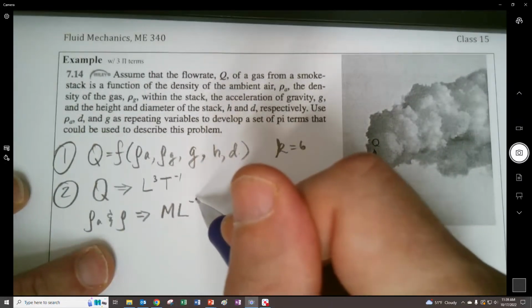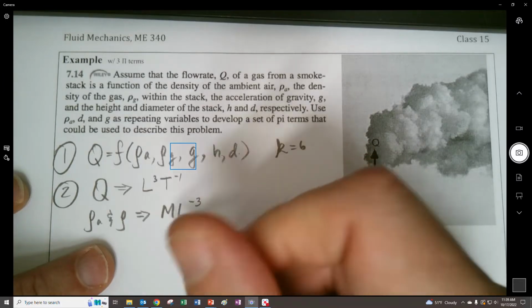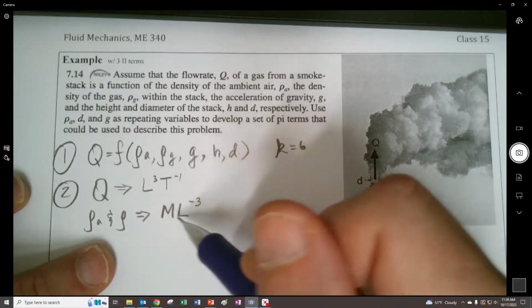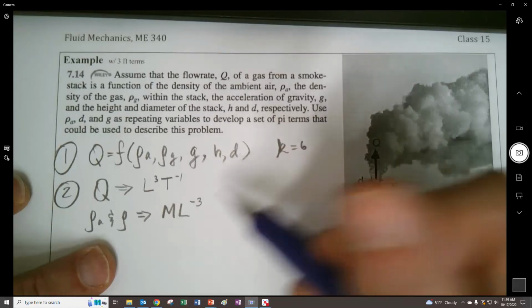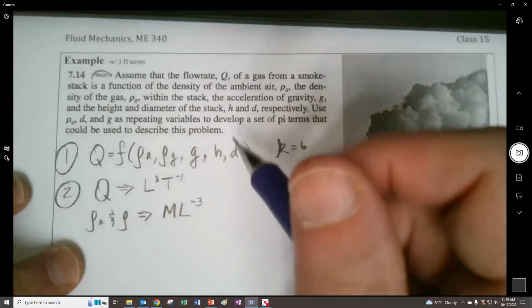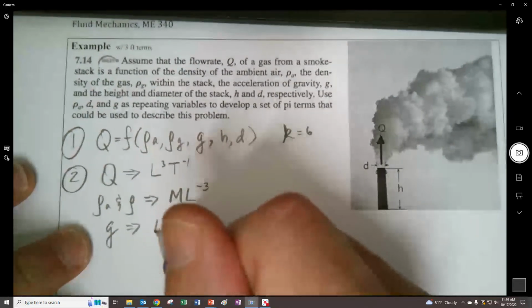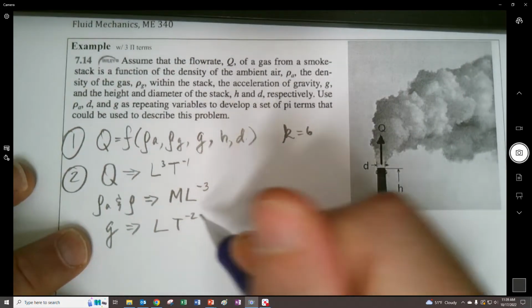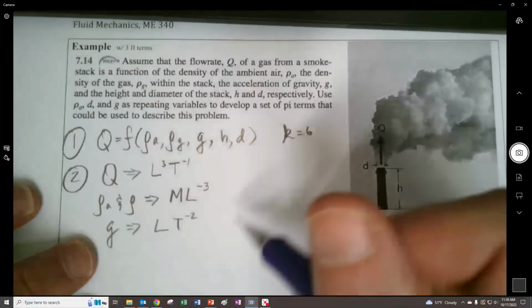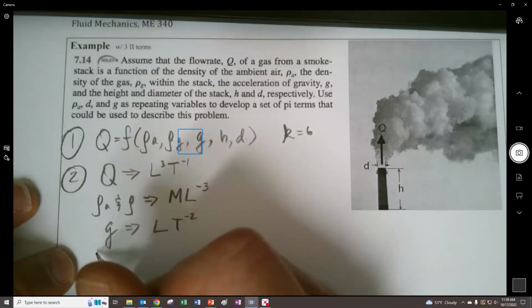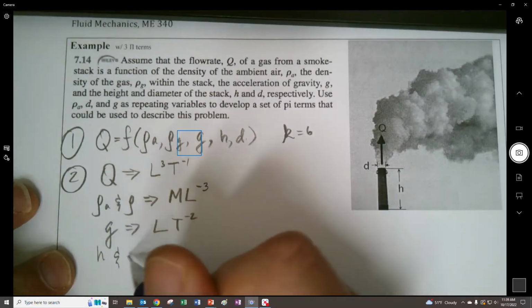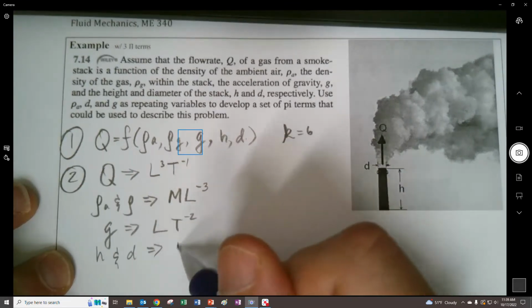To represent the density, that's going to be M and L minus 3, because that would be like kilograms per cubic meter, slugs per cubic foot, that kind of thing. Acceleration of gravity, length and T minus 2, because it'd be feet per second squared or meters per second squared. And then lastly, H and D, they're both going to be length terms.